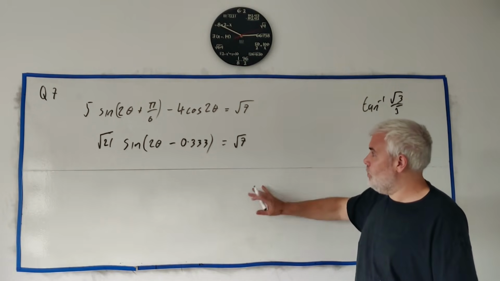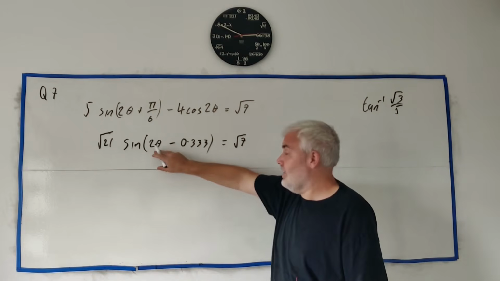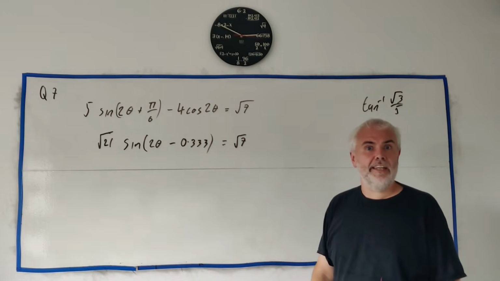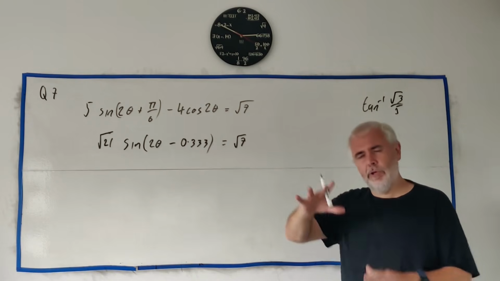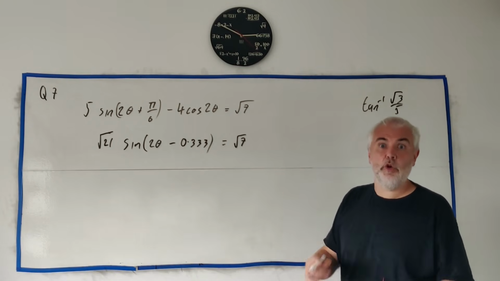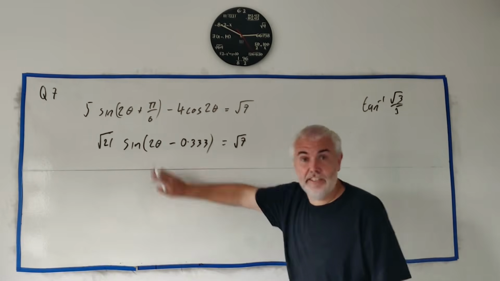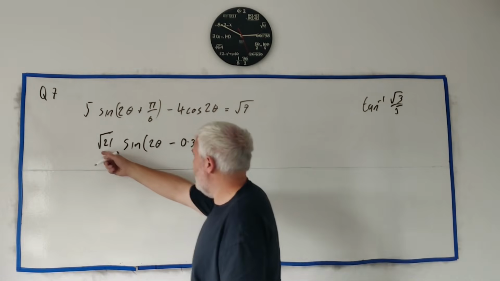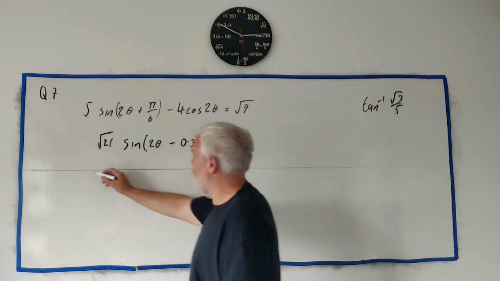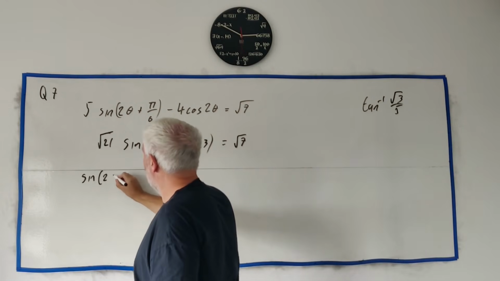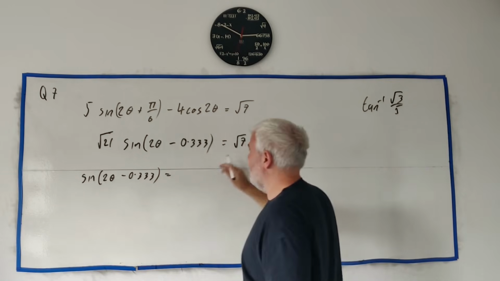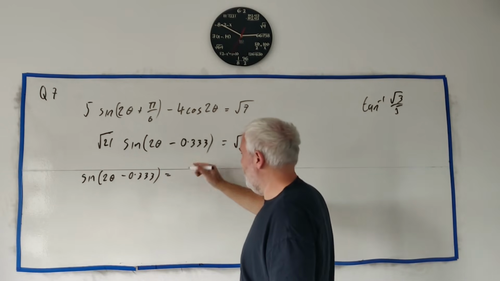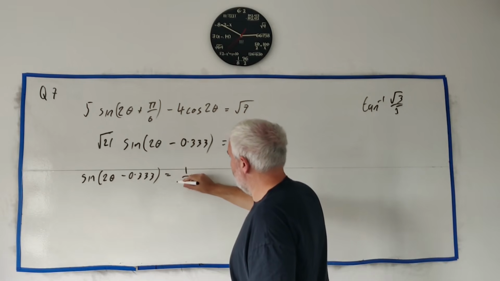Okay, once we're here, let's rearrange this and solve for theta. They want you to get answers, more than one answer. Well, we'll deal with the more nuanced part of this later. Let's just get theta on its own for now. We rearrange this, divide both sides by the square root of 21. We get sine of 2 theta minus 0.333 is equal to, let's see, 7 divided by 21 is 1 over 3, but they're still square rooted.